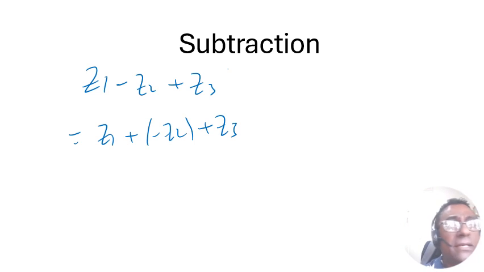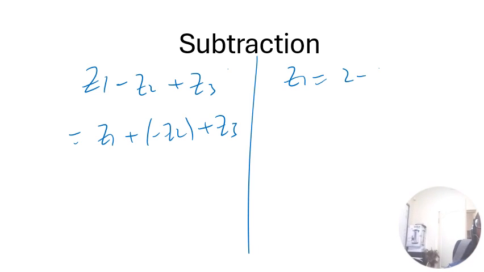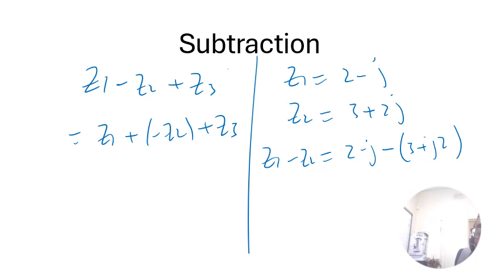This is very simple, but for completeness, let's take two numbers. Z1 equals 2 minus j, and Z2 equals 3 plus 2j. And if you want Z1 minus Z2 here, guys, you've got to be very careful. The use of brackets is very, very important here.